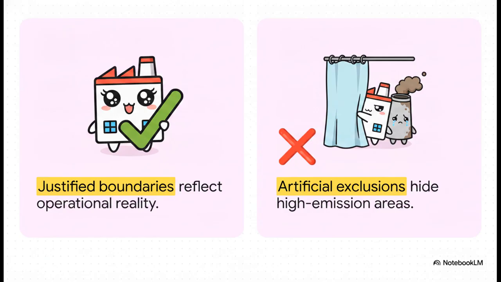And actually, this highlights a major red flag that auditors are constantly looking for: justified boundaries versus artificial exclusions. The guidance is super clear, warning against artificially limiting your scope just to make compliance a little easier. For example, you absolutely cannot deliberately exclude a high-emission distribution warehouse or a chemical storage facility from your EMS just to make the paperwork look clean. If the organization has control or even influence over an operation that generates significant environmental risks, it for sure needs to be inside that boundary.